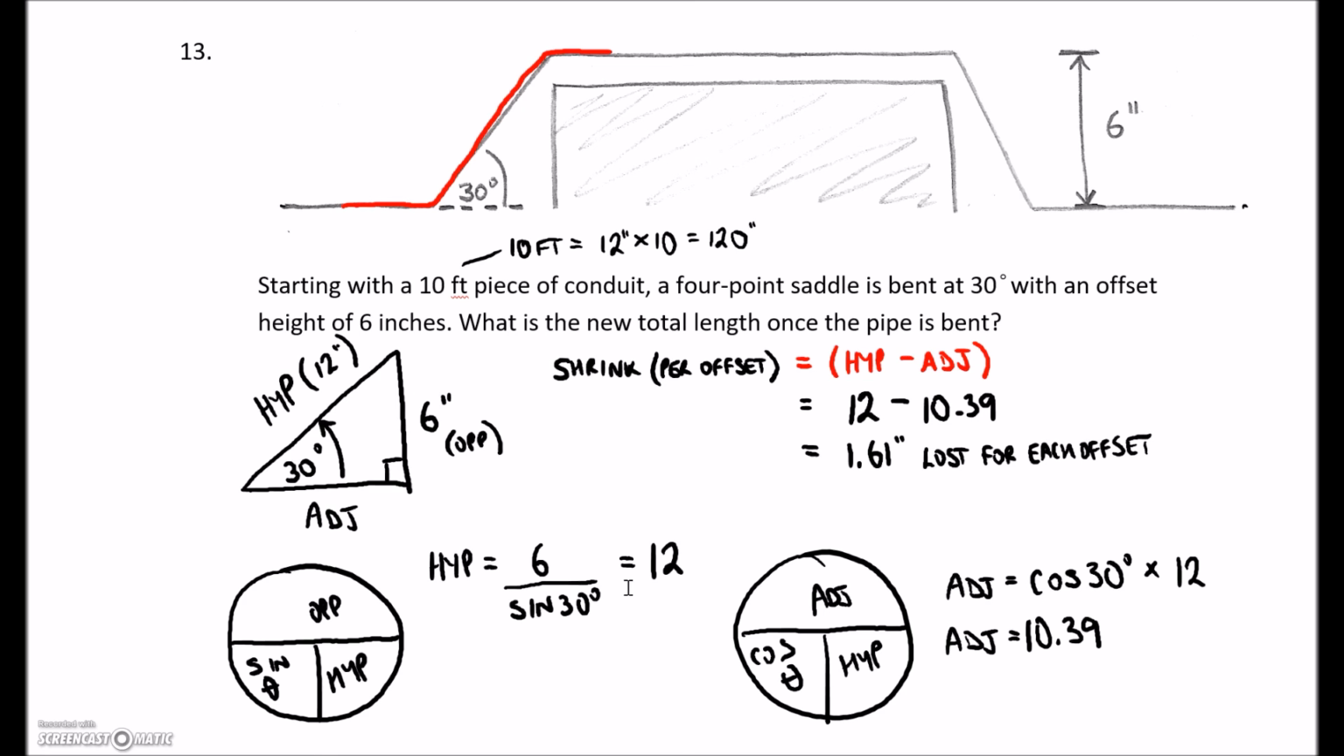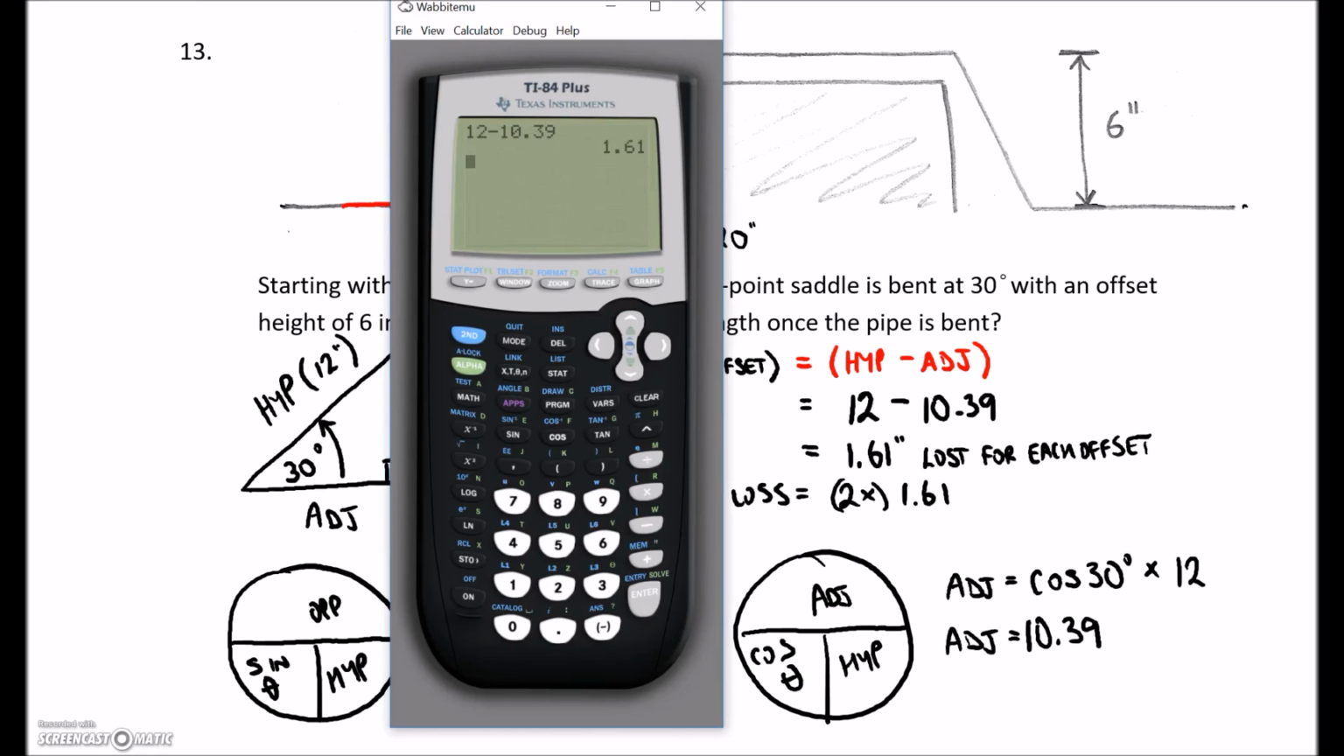Okay, when we did this saddle, we did one offset, then we did the exact same offset. So 2 times that value, so total loss is going to be equal to 2 times 1.61. Okay, so 2 times 1.61 gives us 3.22.